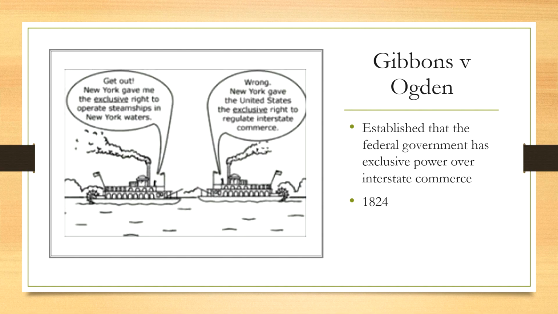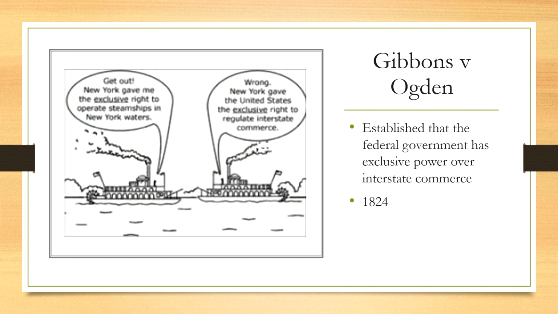Okay, and then Gibbons v. Ogden. The main issue was, who controls interstate commerce, states or the federal government? The court decided that only Congress has the power to regulate interstate commerce. This ruling expanded federal authority and limited the power of individual states over trade and transportation.